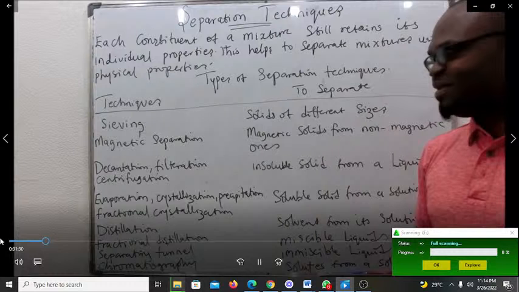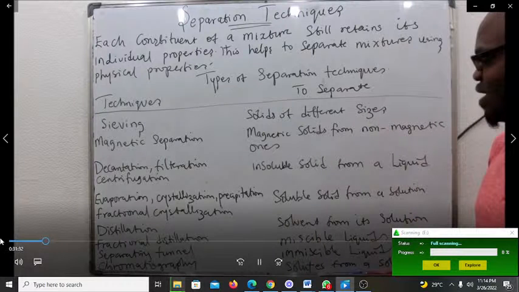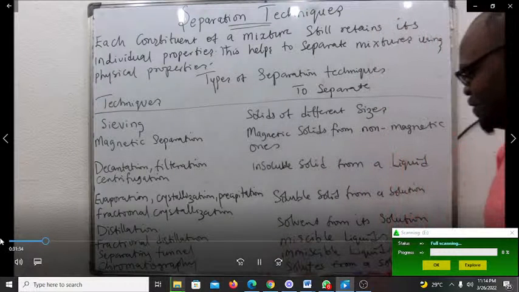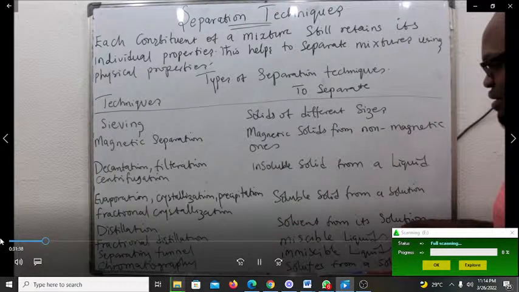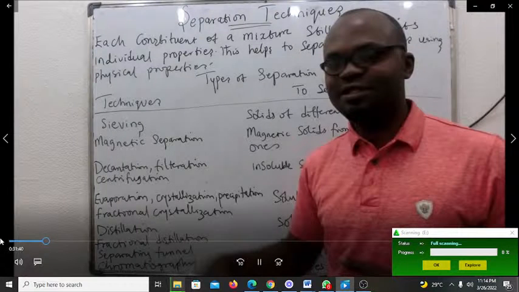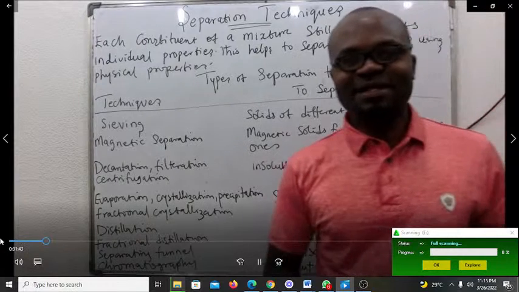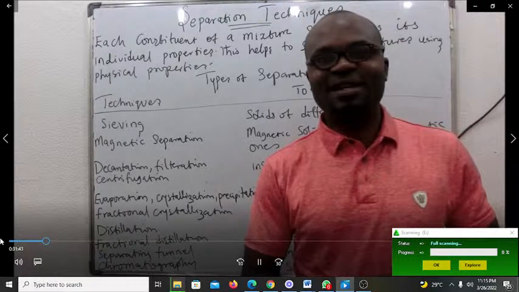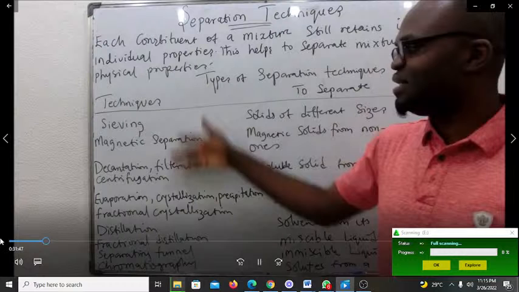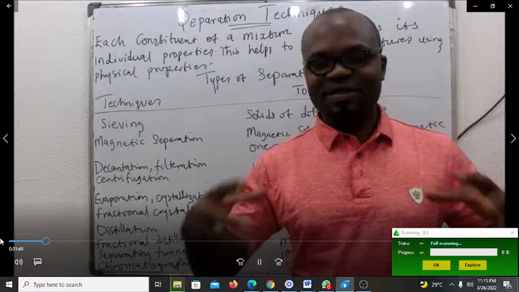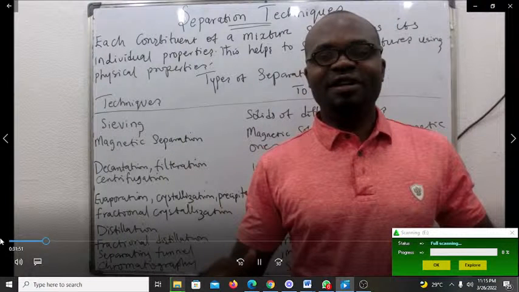They're also going to ask you which of the following separation techniques can be used to separate solvent from its solution. You should know that it is distillation. Now, if you have substances that are impure, to get them to be pure, you use separation techniques to separate the impurities from the main substance.